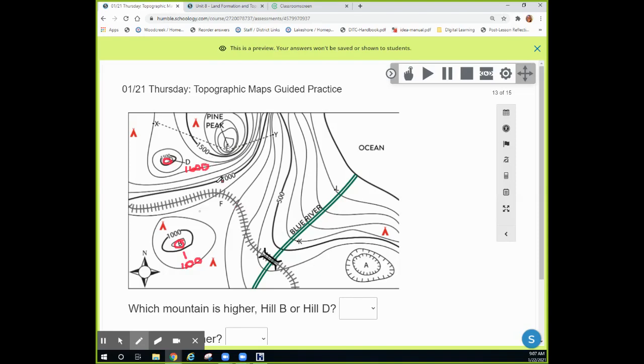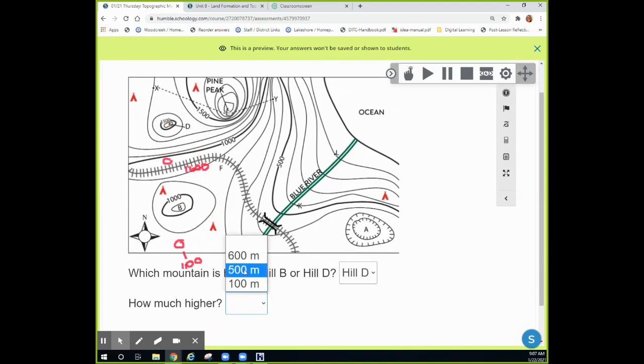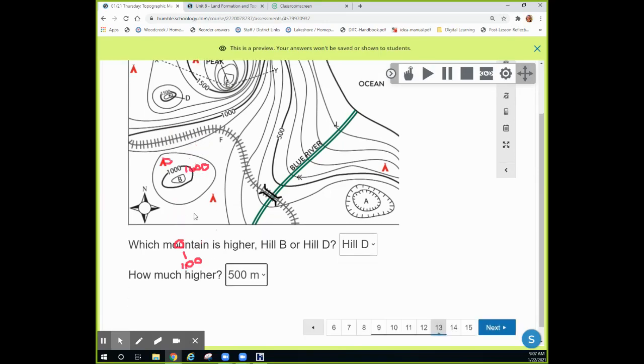So which mountain is higher? We said D. Very good. Our next step is to calculate how much higher. So we have 1,600 and we have 1,100. We need to subtract them. Good. The difference is 500 meters. Okay? You go 1,100, 1,100 plus 500 meters will give us 1,600.